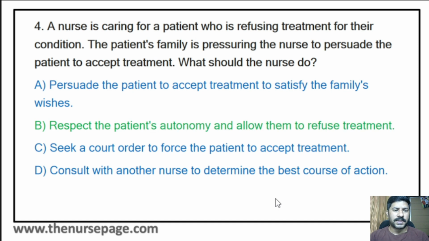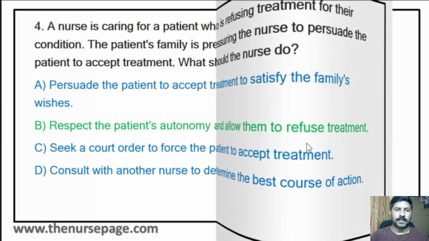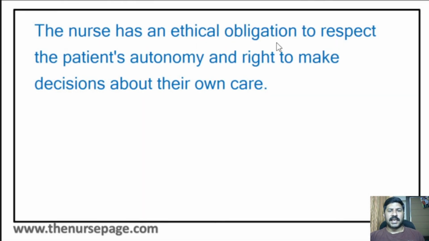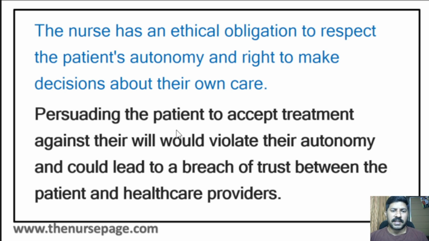Correct answer is option B, that is respect the patient's autonomy and allow them to refuse treatment. That is the first principle, autonomy. The nurse has an ethical obligation to respect the patient's autonomy and right to make decisions about their own care. Persuading the patient to accept treatment against their will would violate their autonomy and could lead to a breach of trust between the patient and healthcare providers.